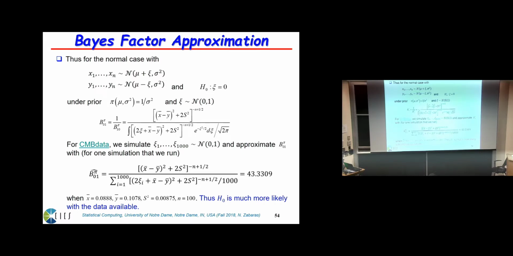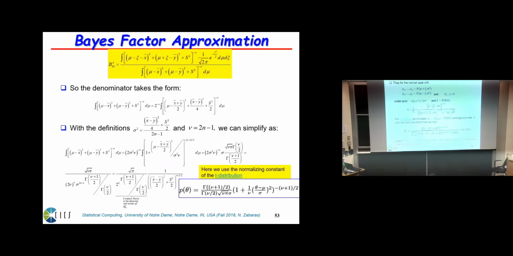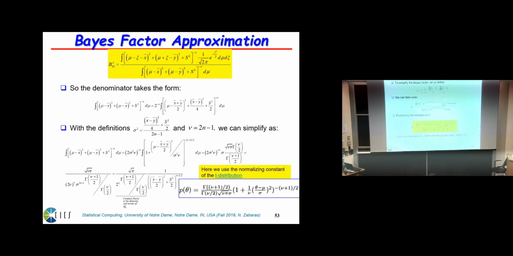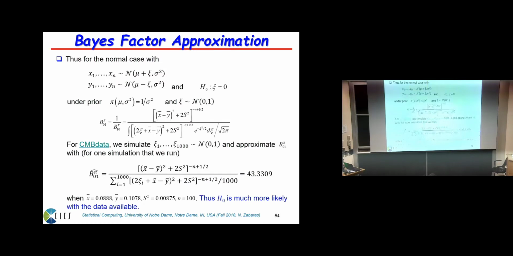This variable s squared involves known things. s squared I defined before, it is this. I also defined sigma squared like that, just to make the algebra easy. And here I have the Bayes factor. Hopefully this is correct. The Bayes factor 0,1, which is 1 over the Bayes factor 1,0, is this exact term divided by this integral. So the only thing you need Monte Carlo for is the integral on the bottom.